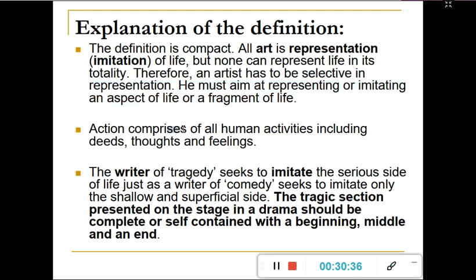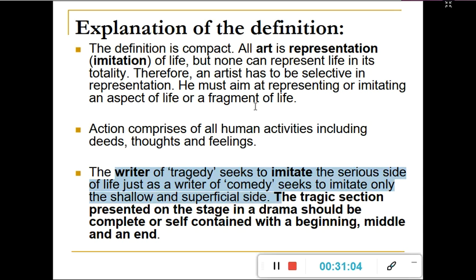Action comprises all human activities including deeds, thoughts and feelings. The writer of tragedy، بيرجع لنا تاني إزاي؟ The writer of tragedy seeks to imitate the serious side of life, just as a writer of comedy seeks to imitate only the shallow and the superficial side. يبقى هنا the writer of tragedy seeks to imitate the serious side of life.